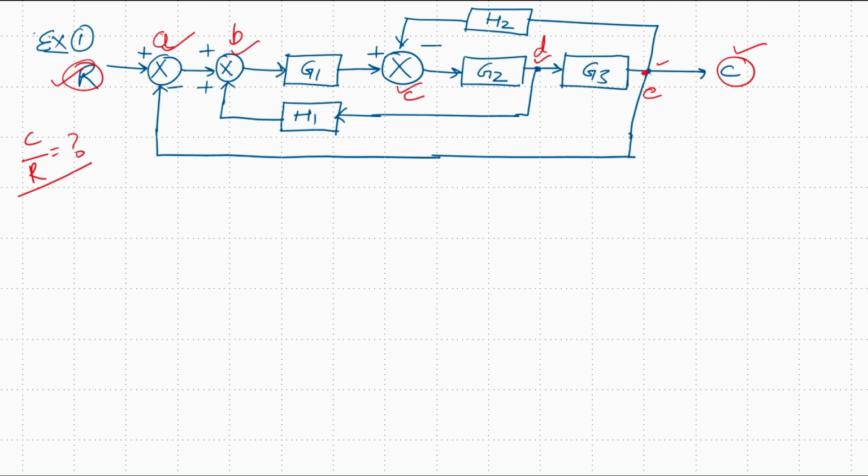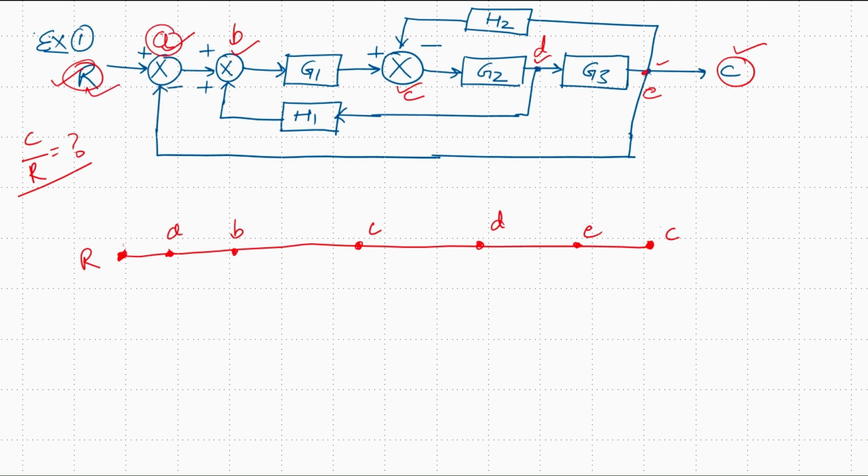So how to convert this block diagram into a signal flow graph? First of all, we have input node R. We will have output node C, and in between we will have different nodes like node A, node B, node C, node D, node E. Now from input node R towards node A, we have gain value equal to 1. There is no gain in between input node R and A. Between node A and B also we don't have any gain, so there will be unity.